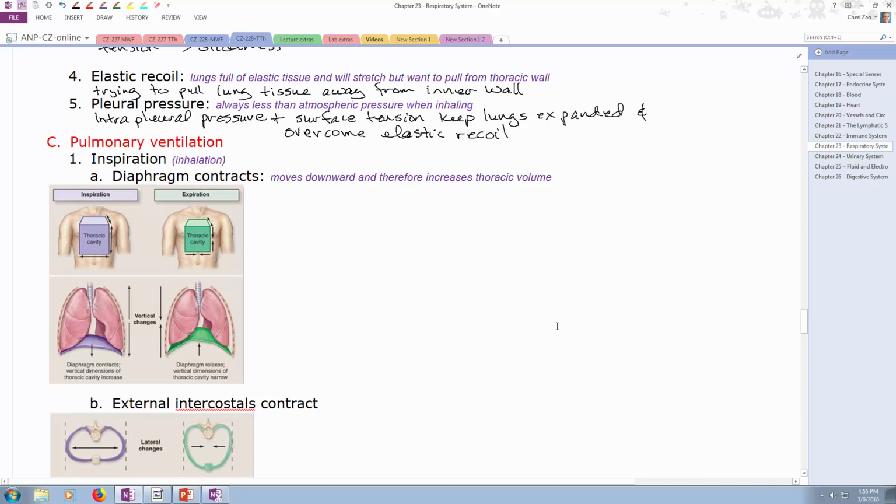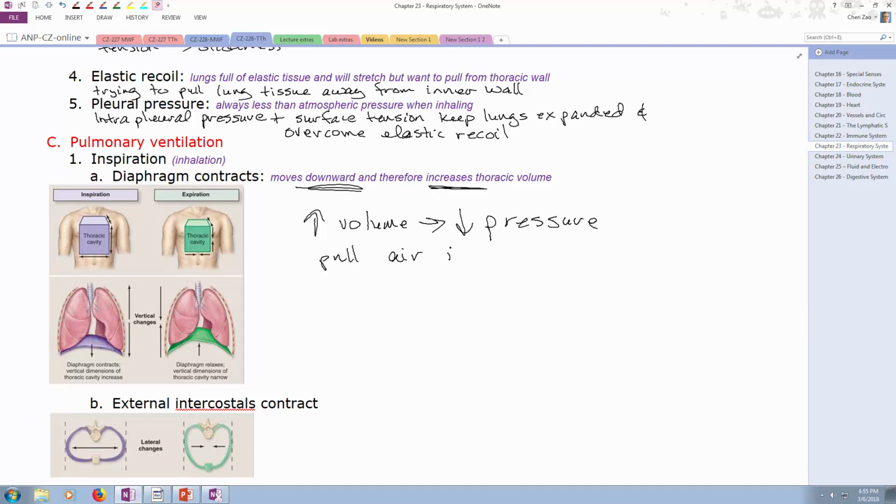Inspiration, inhalation, again, diaphragm contracts, moves downward, and increases thoracic volume. If we increase volume, that means we decrease pressure, and we pull air in. And let's, I don't like the word pull. I'm going to use the word suction. We suck air in, because suction is a negative pressure thing.